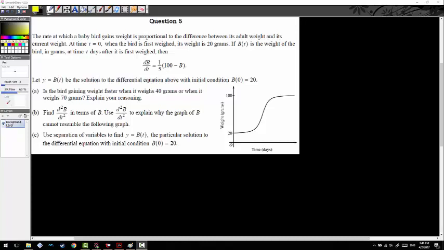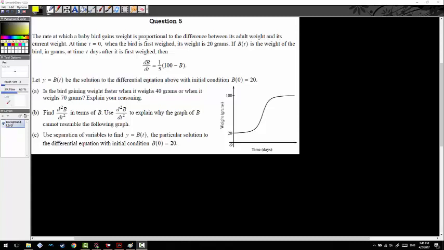Alright, welcome back to question 5 of the 2012 FRQ for the AP Calculus. Problem reads as follows. The rate at which a baby bird gains weight is proportional to the difference between its adult weight and its current weight. At time equals 0, when the bird is first weighed, it weighs 20 grams.